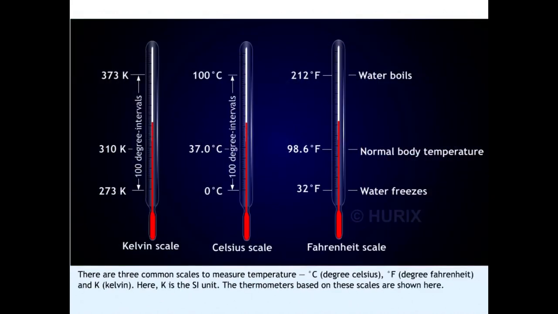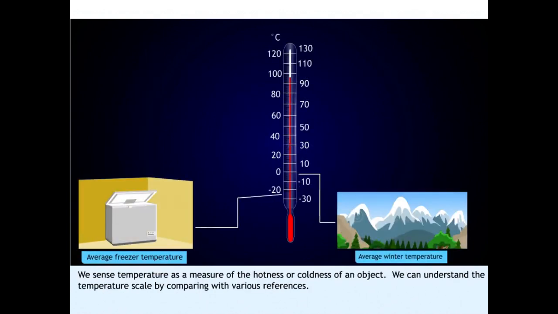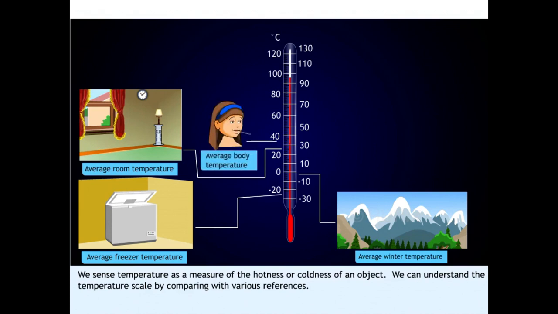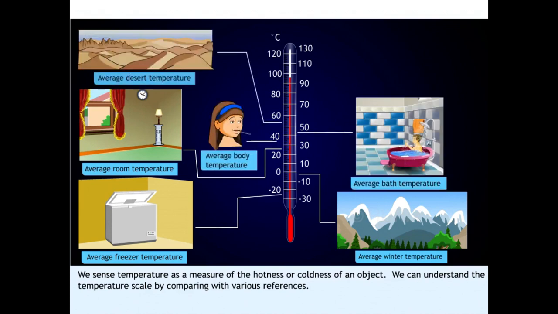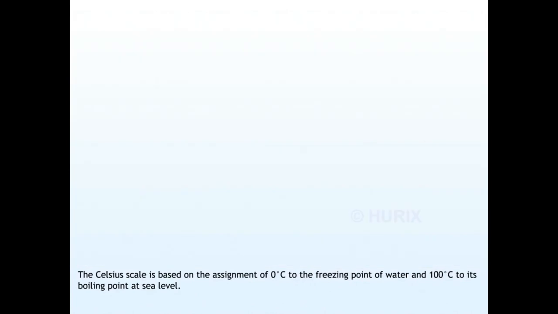There are 3 common scales to measure temperature: degree Celsius, degree Fahrenheit, and Kelvin. Here, K is the SI unit. The thermometers based on these scales are shown here. We sense temperature as a measure of the hotness or coldness of an object. We can understand the temperature scale by comparing with various references. The Celsius scale is based on the assignment of 0 degrees Celsius to the freezing point of water and 100 degrees Celsius to its boiling point at sea level.